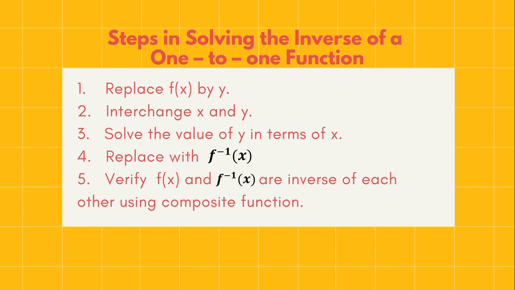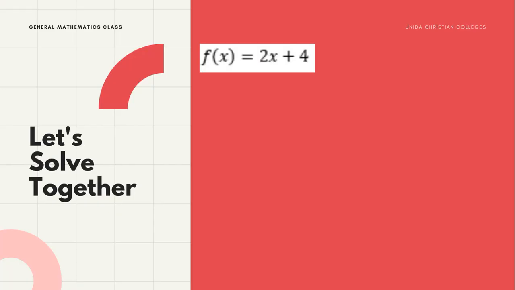Step number 3, you will solve the value of y in terms of x. So, dun po sa rational equation natin, we are solving for the value of x. Dito naman po sa inverse function natin, we are solving for the value of y in terms of x. And then, after that, pag nakuha na si y, step number 4, you will replace with f of inverse of x. And then step number 5, we will verify f of x and f of inverse of x are inverse of each other using composite function, which is yung ginawa po natin kanina. Okay? Ayan. So, solve po tayo.